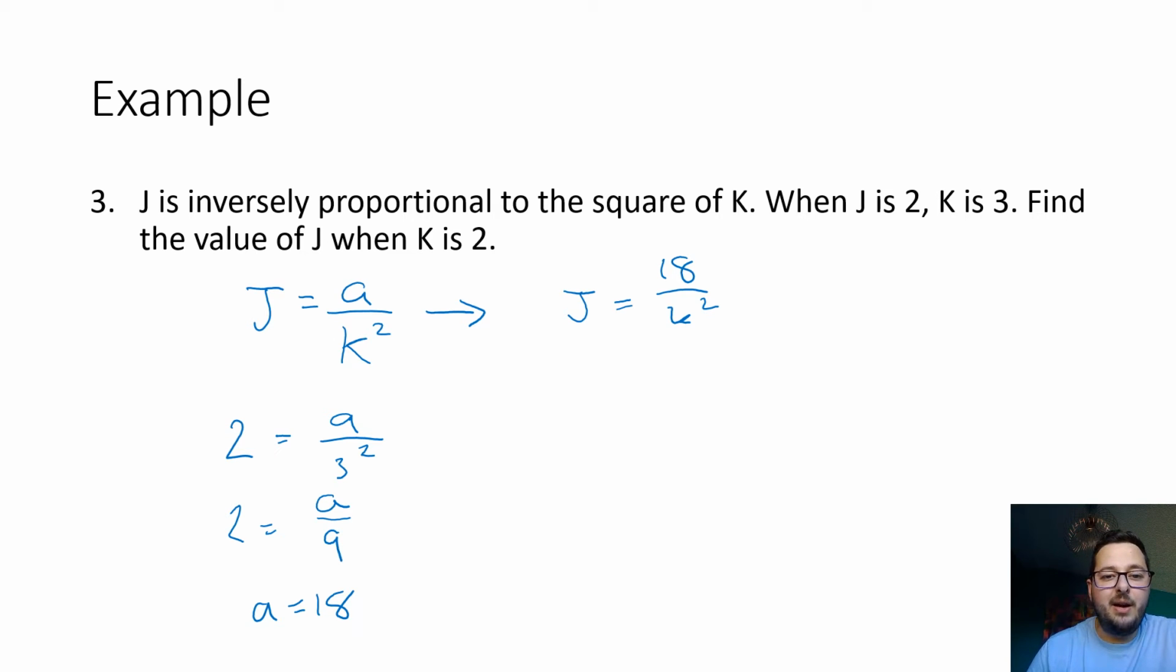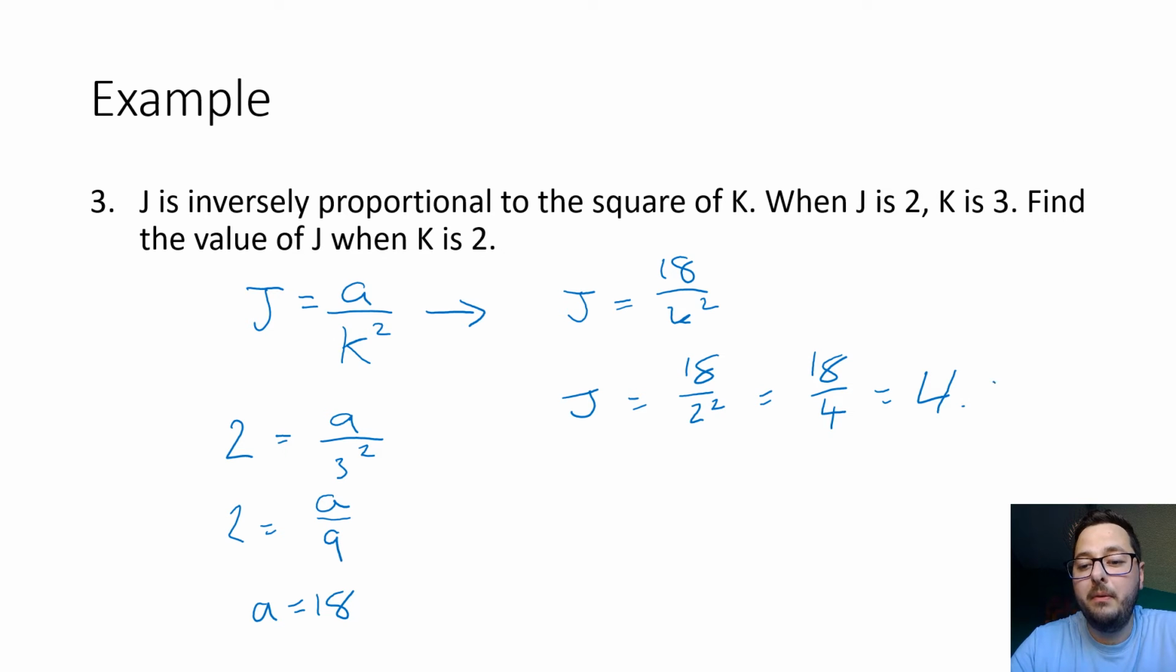Now then, we want to find out what J is when K is 2. So J is equal to 18 over 2 squared, which is 18 over 4. Now half of 18 is 9, and half of 9 is 4.5. There you go. Alright.